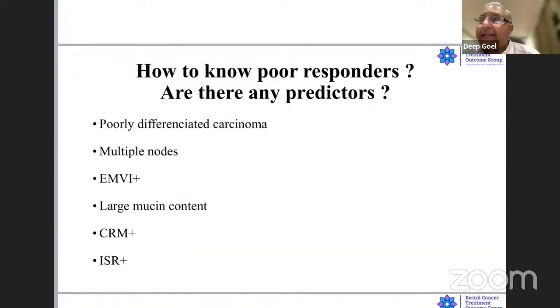Or can we predict a set of patients whom we think are going to be poor responders, and we need to formulate a strategy where we can reassess them earlier than later? So people who are having poorly differentiated adenocarcinoma, multiple nodes, EMVI positive, large mucinous content, CRM positive or ISR positive before starting neoadjuvant treatment, these are the patients for whom we have to keep an eye and obviously assess them early in the course of the treatment and then formulate our strategy.